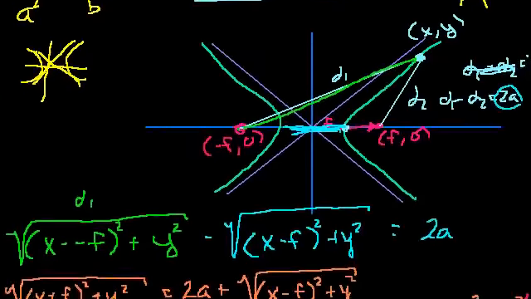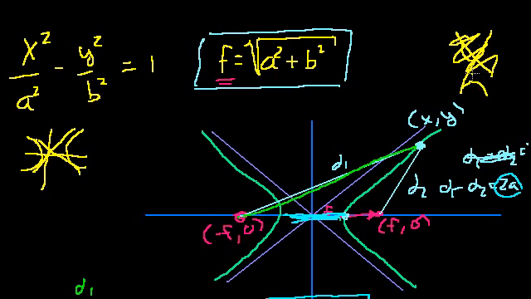So hopefully you're now satisfied that the focal length of a hyperbola is the square root of the sum of these two denominators. And it's also true if it's an upward or a vertical hyperbola. And if we're dealing with an ellipse, it's the square root of the difference of these two numbers.